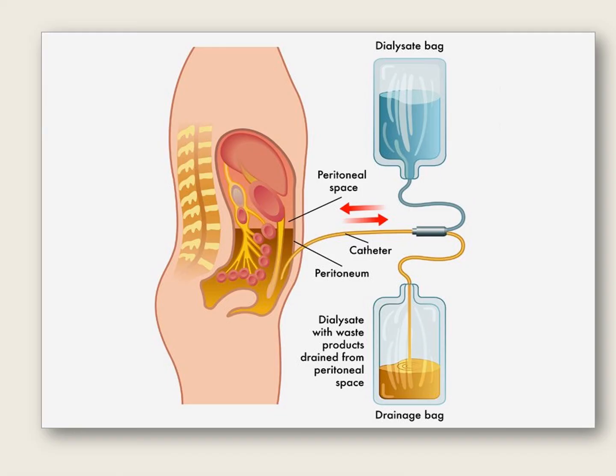In this figure, the patient is treated by the process of peritoneal dialysis. Here, a peritoneal catheter tube is inserted in the abdomen. Peritoneal space is present. Two bags are connected to the catheter tube. Number 1 is a dialysate bag and number 2 is a drainage bag. Dialysate with waste products is drained from the peritoneal space.